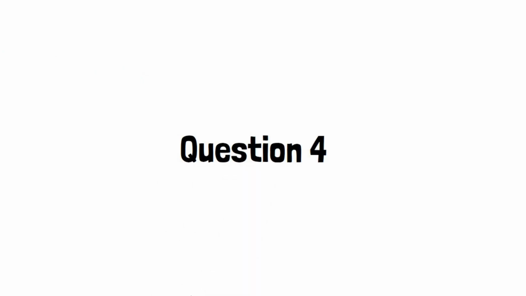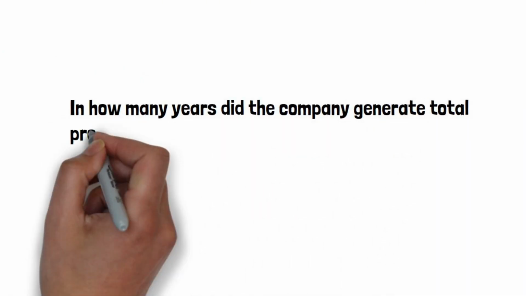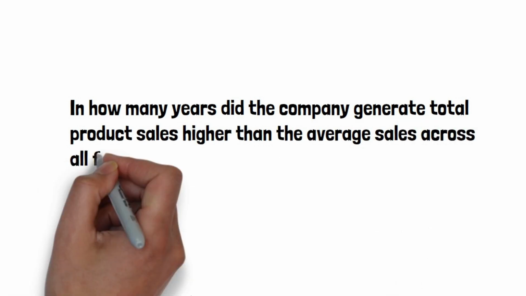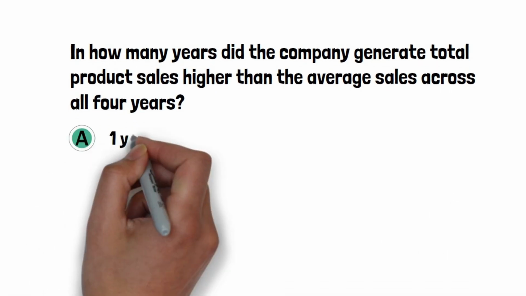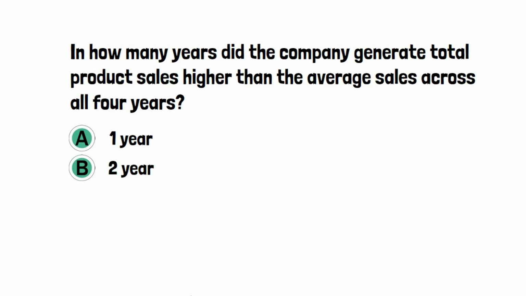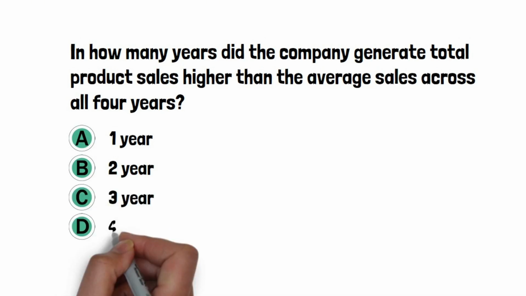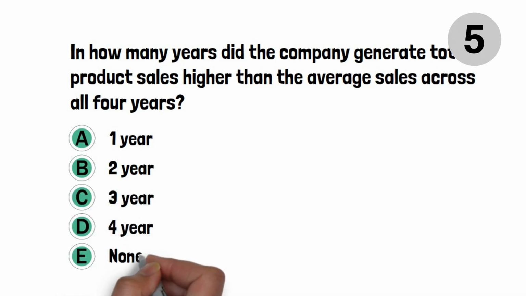Question 4. In how many years did the company generate total product sales higher than the average sales across all 4 years? A. 1 year. B. 2 years. C. 3 years. D. 4 years. E. None.